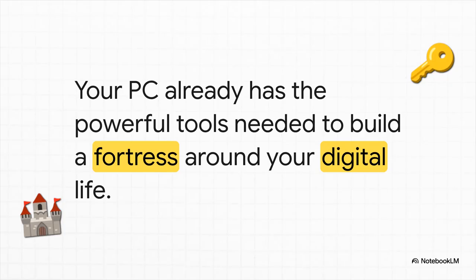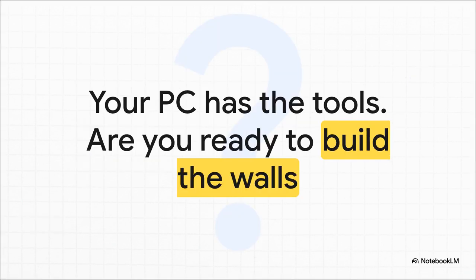And really, that's the most crucial point of all. Your PC already has all the powerful tools you need to build a fortress around your digital life. Features like BitLocker, app control, and all those attack surface reduction rules, they aren't expensive add-ons you need to go buy. They are powerful defenses built right in, just waiting for you to flip the switch. It's not about buying a bunch of new software or becoming some kind of security genius. It's about understanding and using the power you already have at your fingertips.